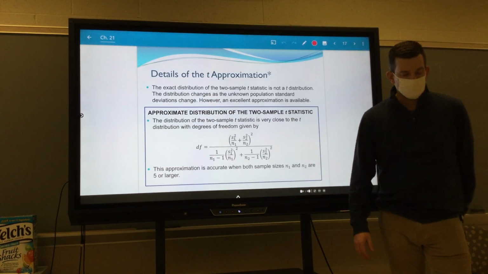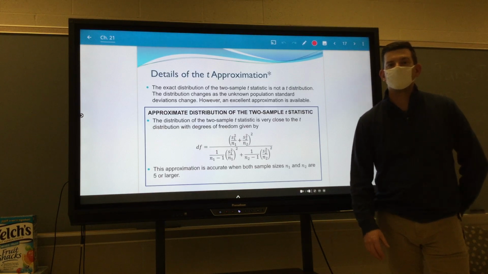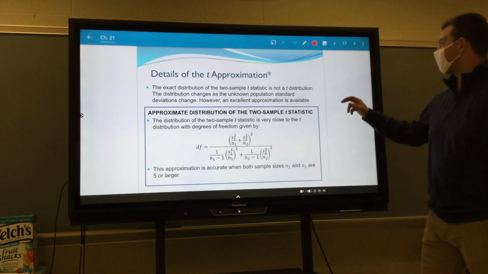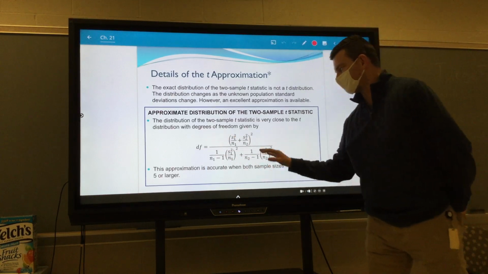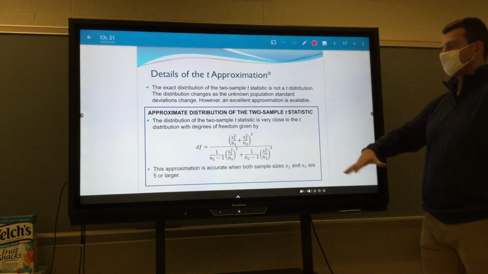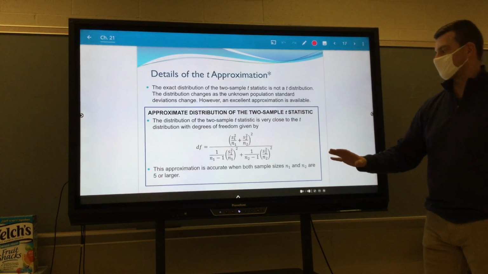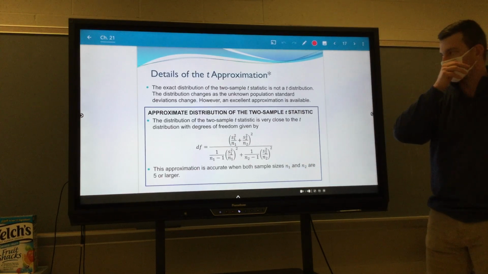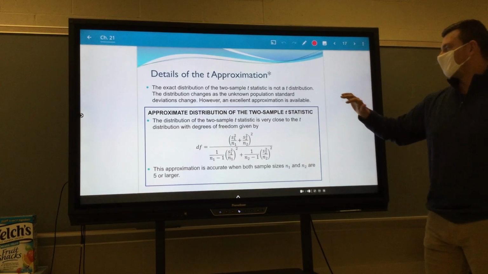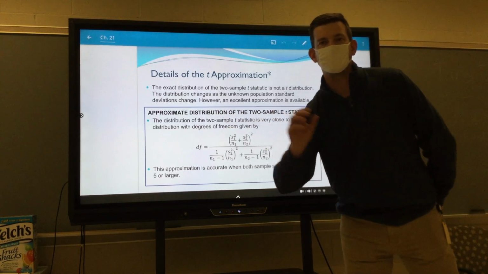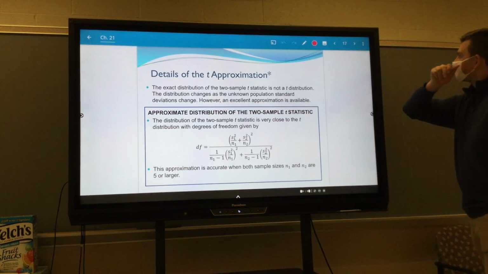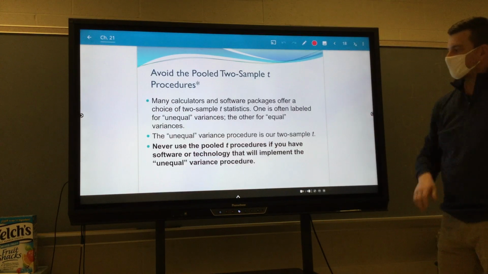I showed you that the degrees of freedom calculation was no longer an integer when you're doing this by hand. Here is a complicated equation for getting that new value. Don't worry about this. This is not going to be on your equation sheet that I'll give you. You're good with taking the smaller sample and doing the n-1 for that. In fact, I probably should have cut that slide.